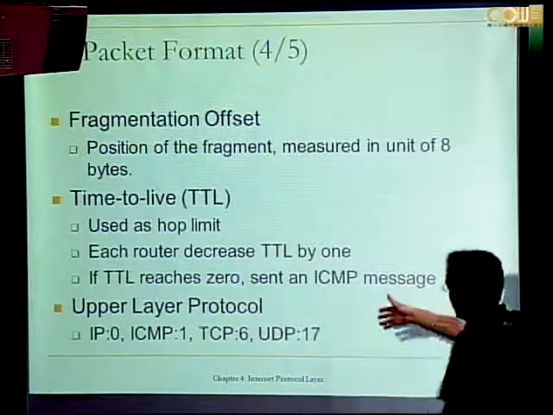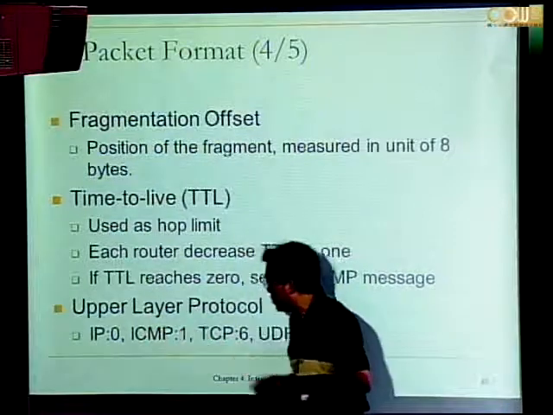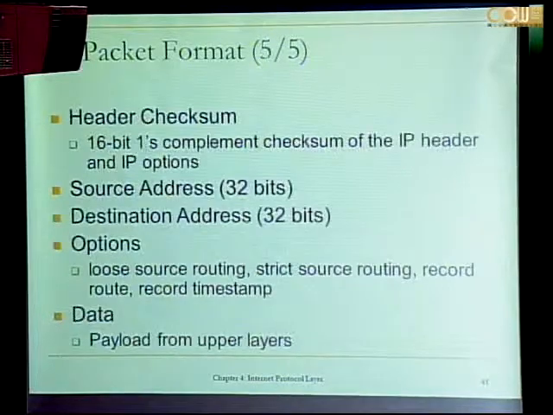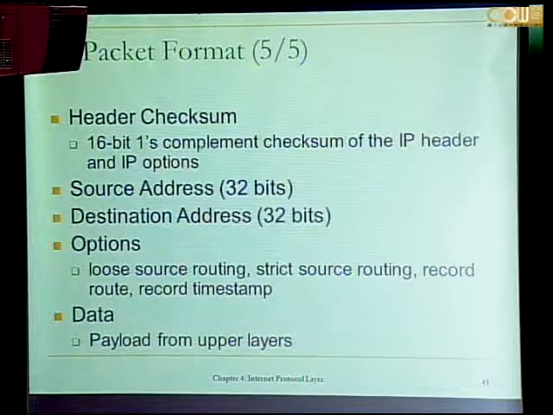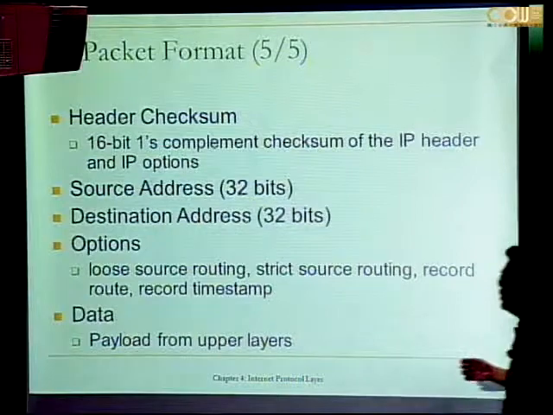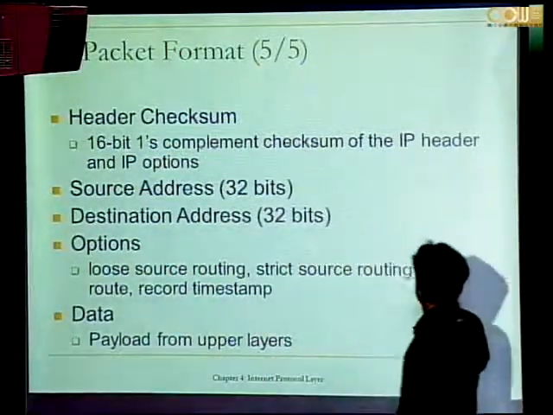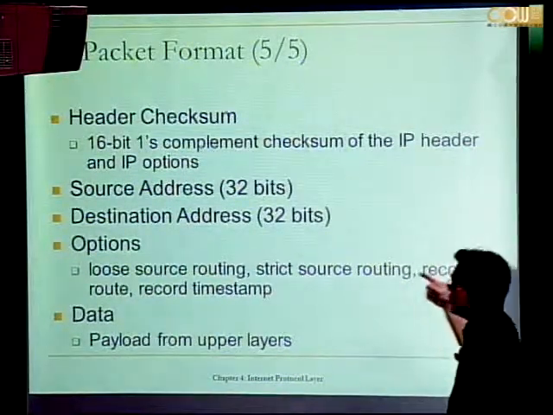And the upper layer protocol, which we have just mentioned, you will see the numbers for the protocol. Header checksum, that's a 16-bit ones complement, just protecting the header, including the options. Options here, you could have these options: source routing, loose and strict source routing, record route, and record timestamp.